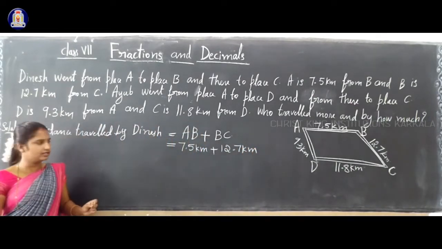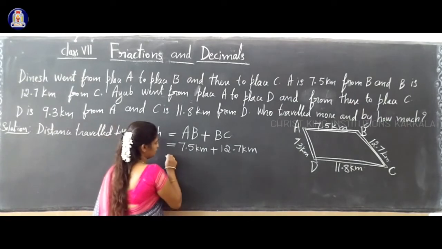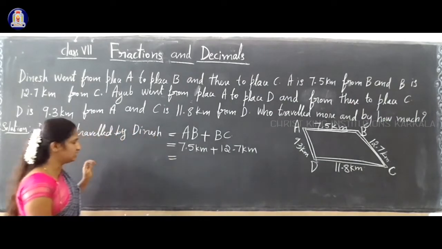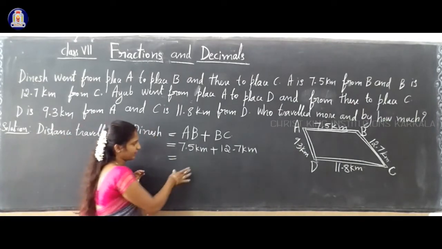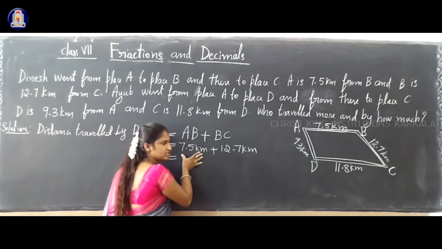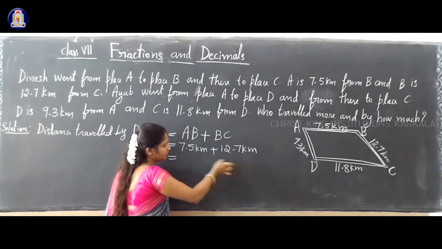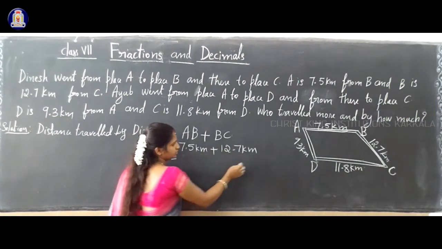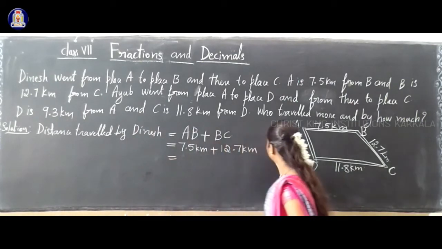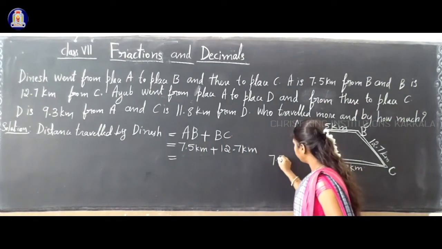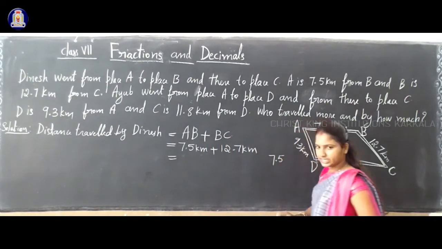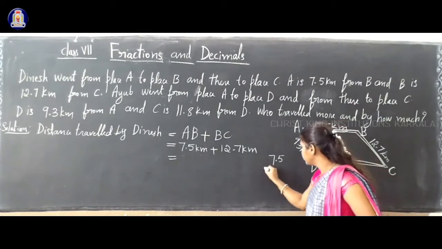So now you have to add to find the total distance traveled by Dinesh. How to find the total distance? You have to add the A to B distance and the B to C distance. Clear? So if you add this, you get... You know how to add decimal numbers. So see, 7.5 has the decimal point, and here the number is 12.7.